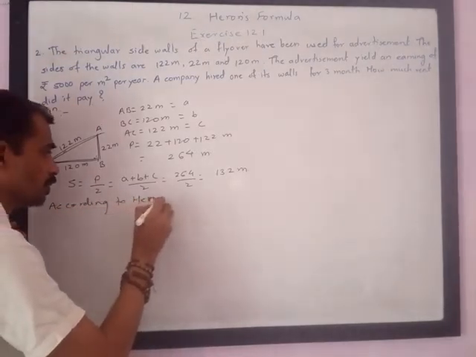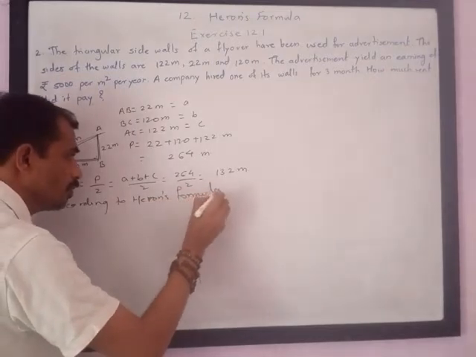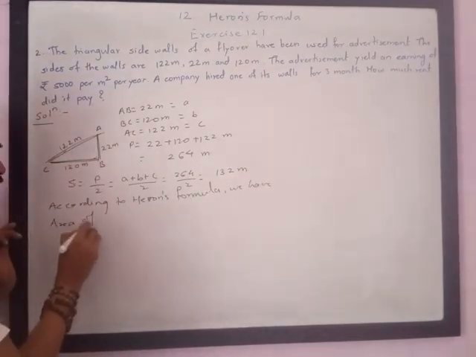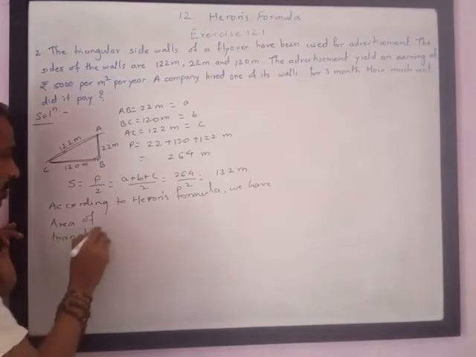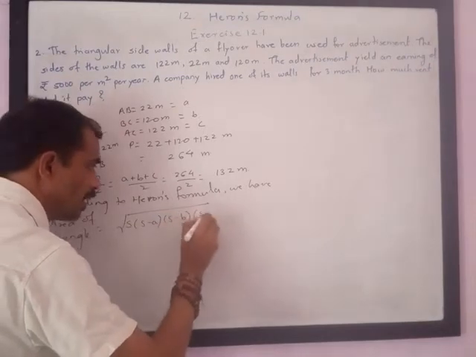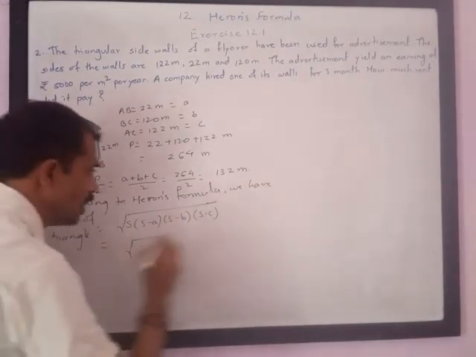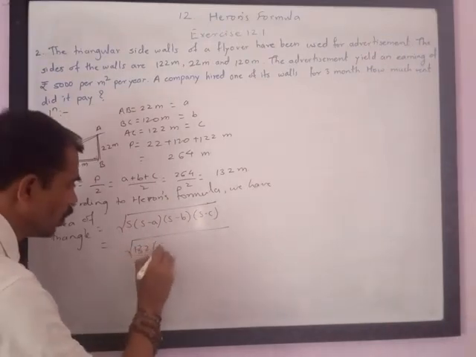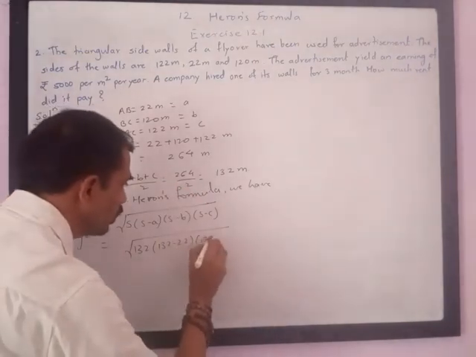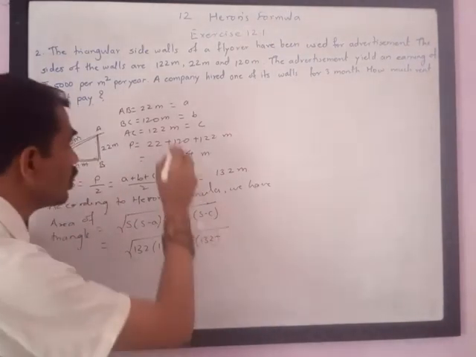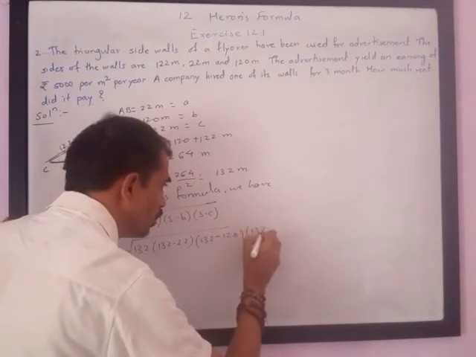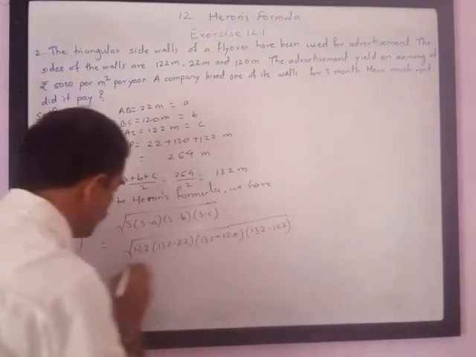area of triangle is equal to under root S in bracket S minus A in bracket S minus B in bracket S minus C, where A, B, C are the three sides of the triangle. And we have now 132 into 132 minus A, which is 22, then next is 132 minus 120, and last is 132 minus 122.